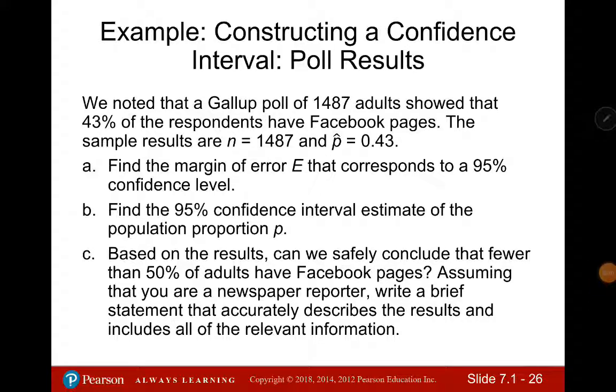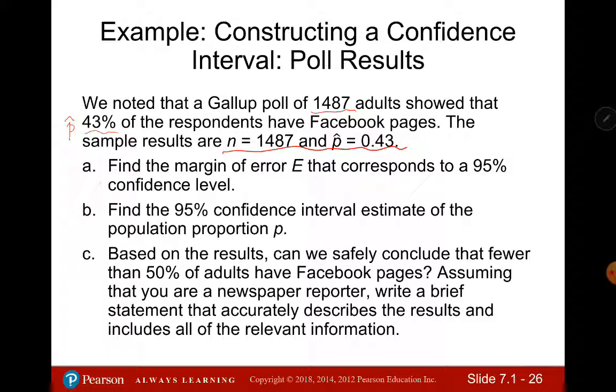Check this example. In this example, we already know the sample size. We have 1,487 adults, right? And we also know 43%. So that will be our best point estimate, p-hat, our proportion from this sample. So it's our p-hat. Okay, the question already listed the information here.